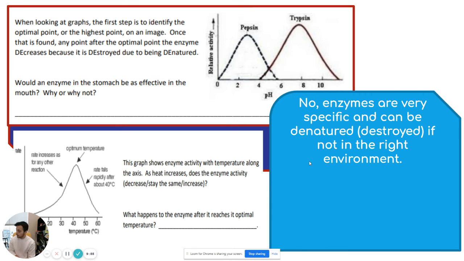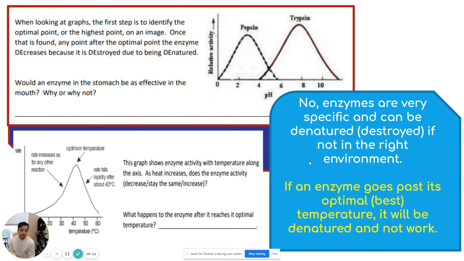Okay. Second question, let's look at this graph right here. This graph shows enzyme activity with temperature along its axis. As the heat increases, does the enzyme activity decrease, stay the same, or increase? In this one, it'll actually decrease. After the optimal point, it'll decrease, because as the heat's increasing, let me show you on this graph. As the heat's increasing, it'll reach its optimum point. That means its best point. But after that, it'll decrease. Okay? So after its optimal point, it will not work.